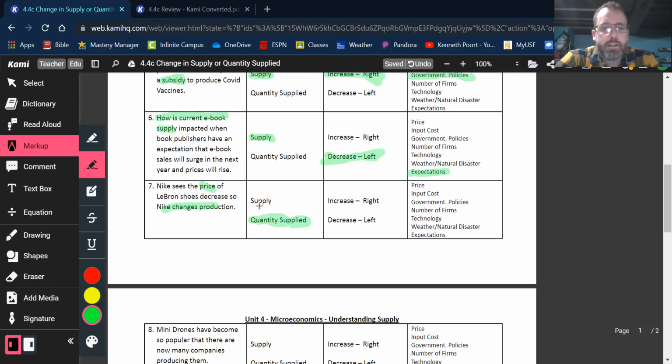Sees the price of LeBron shoes decrease. Well, they're going to supply less to the market, so quantity supplied will decrease. If we chose quantity supplied here, we only have one answer option over here. That's price.